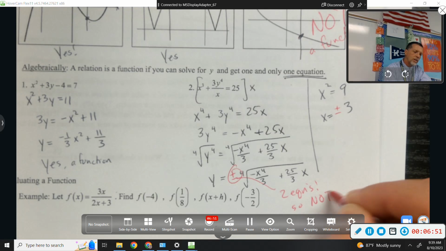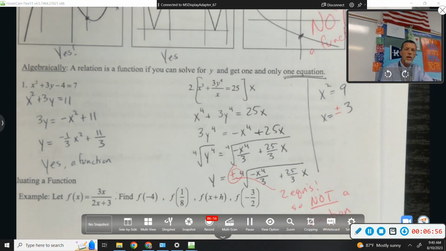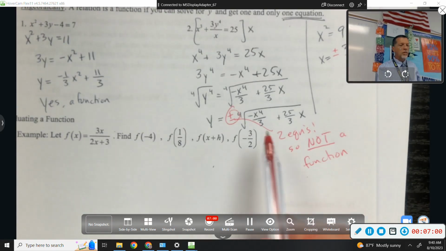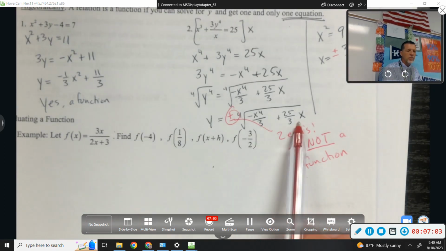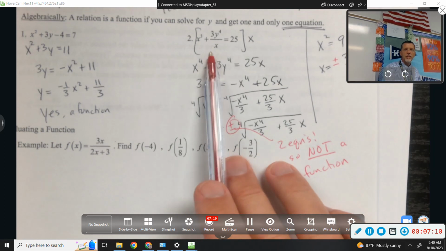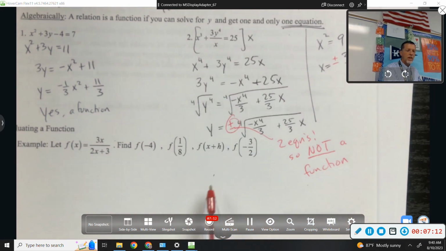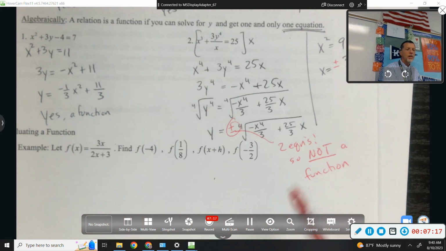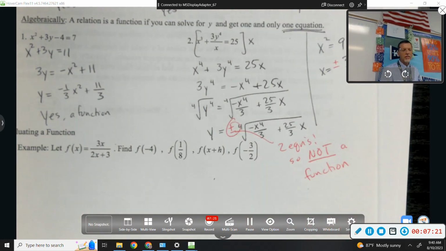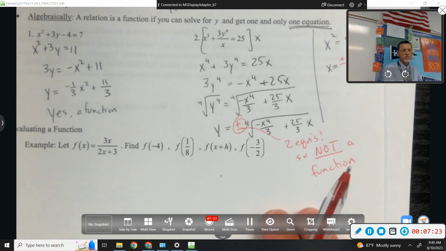So not a function. Another way to say that is if you plugged in an x value, you would get two y values. And that's not okay. So way back up here, this thing is not a function. And that's usually how it happens: you take a square root or a fourth root, don't forget to put the plus or minus on there, and then you realize, oh, that doesn't work in terms of having one equation. So not a function.